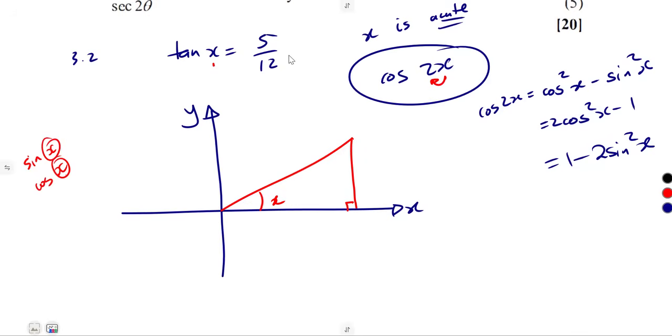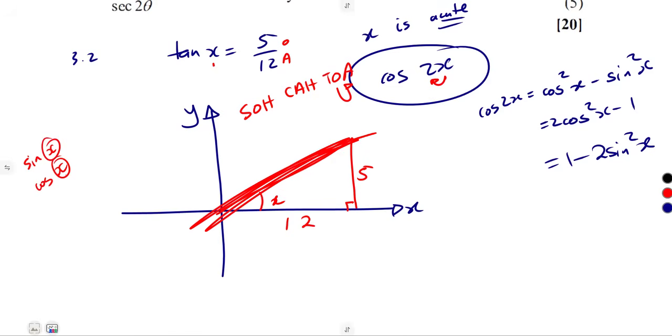So the tan of x, remember from our SOHCAHTOA concept: opposite over what? Opposite over adjacent. So this is our opposite, this is our adjacent. Opposite is 5, adjacent is 12. Use your Pythagoras theorem to find the hypotenuse, which we can just call r in that case.